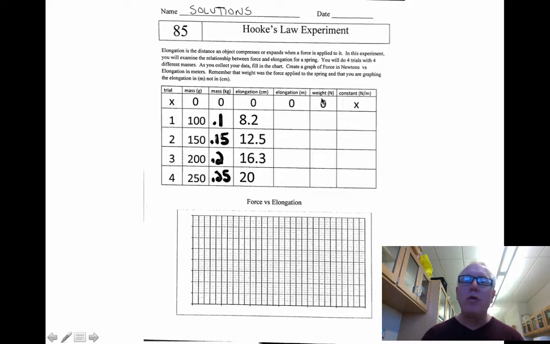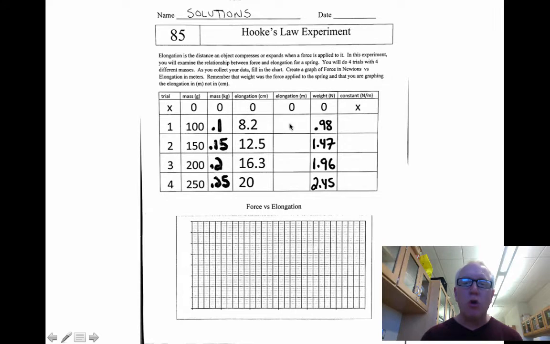In order to get weight, what we've been doing for a while now is taking a mass in kilograms and multiplying it by 9.8. So that's how I got my numbers for the weight column over here. It was by taking the mass in kilograms and multiplying by 9.8. So we should all have the same values for the weight. You know, we might have rounded a little bit differently, but basically we should have the same values.